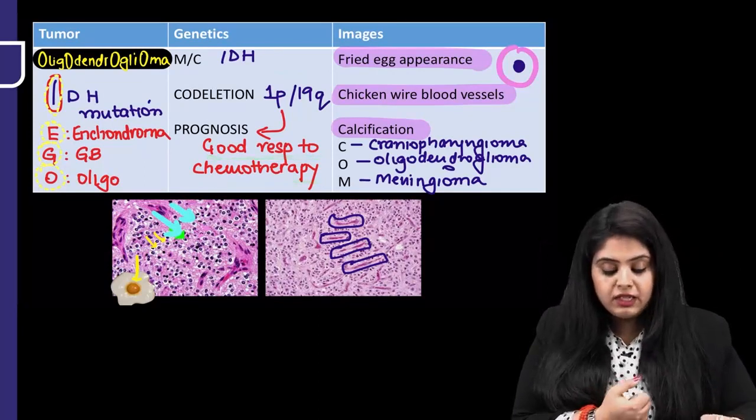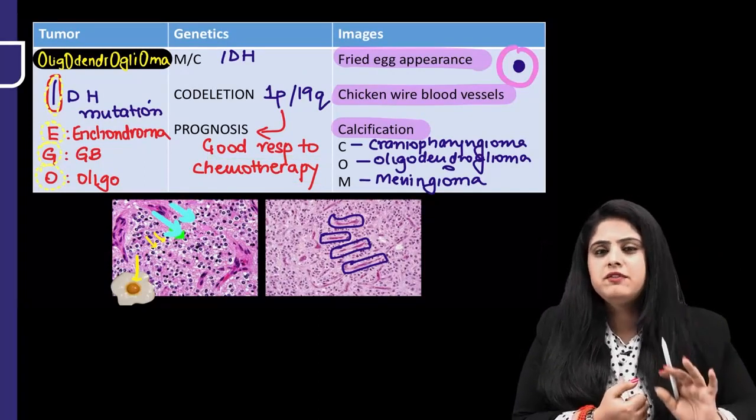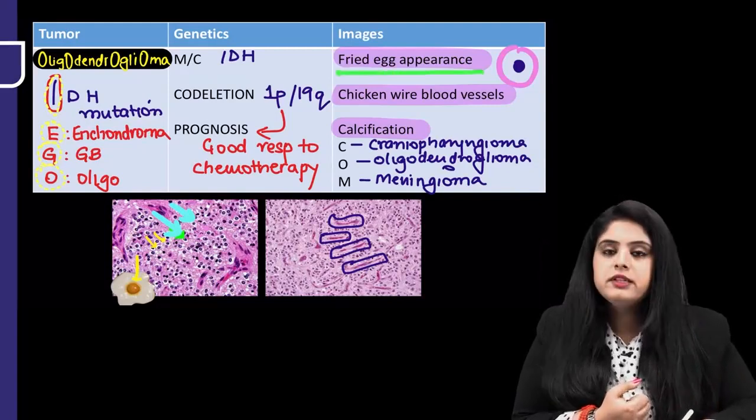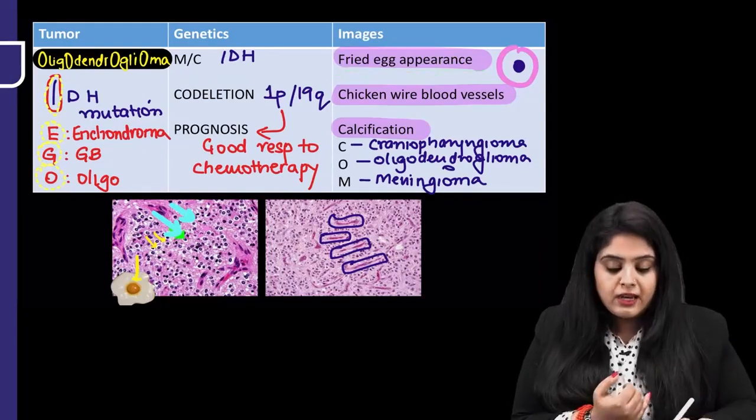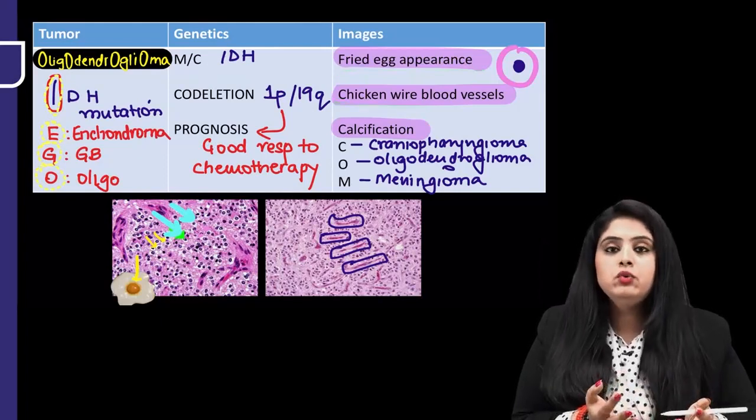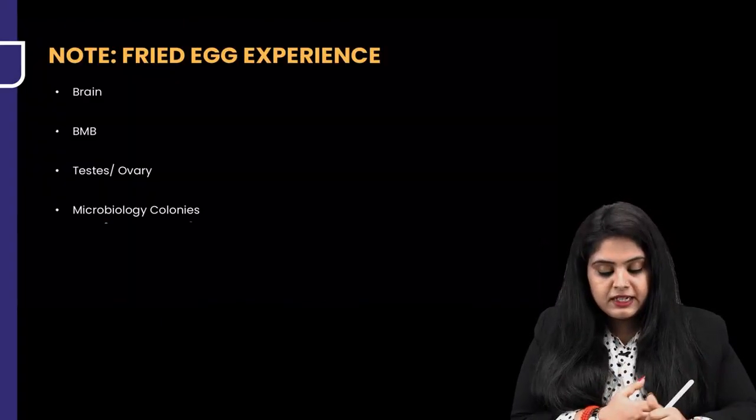So on that note, everything about oligodendroglioma is done, but one revision you have to do. Can you tell me all the things in pathology that have fried eggs and all the things that have chicken wires? Make two quick lists for me. Firstly, tell me all the fried eggs.